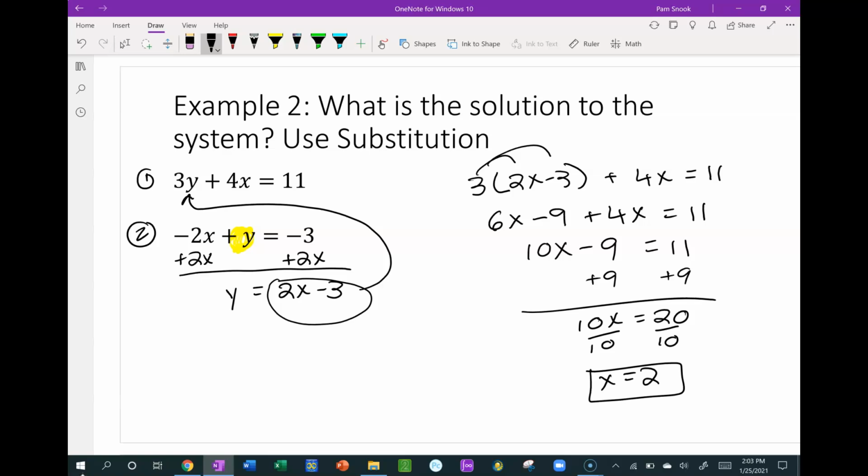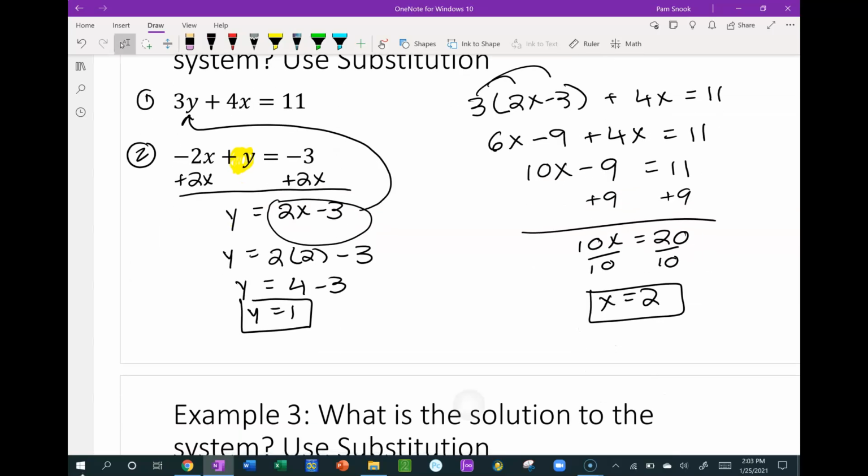I'm going to plug 2 in. I could plug into equation 1 if I wanted to, but take a look at equation 2, which I already rearranged. Just plug in there, because I'm already set up to solve for y that way. So y equals 2 times 2 minus 3. y equals 4 minus 3. That gives me y equals 1. There's my second answer. Final answer to put into Delta Math is going to be (2, 1). That's my final answer right there.